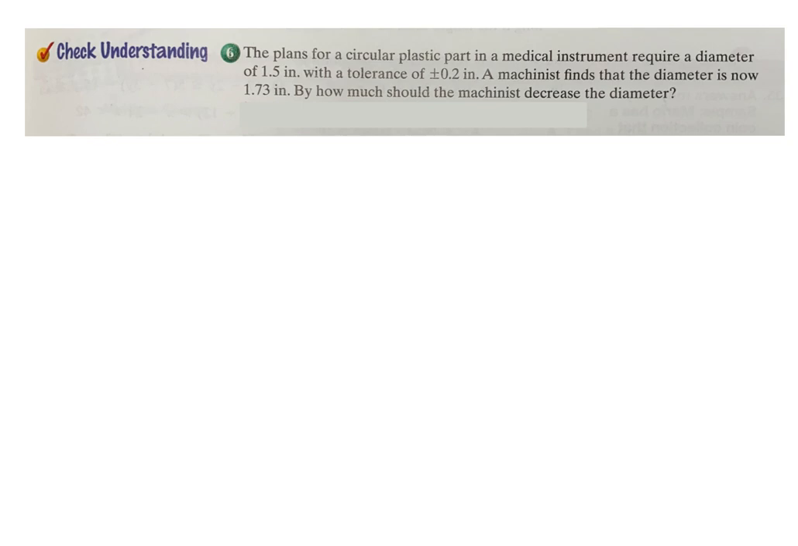All right, let's look at this one. The plans for a circular plastic part in a medical instrument requires a diameter of 1.5 inches with a tolerance of plus or minus 0.2 inches. A machinist finds that the diameter is now 1.73 inches. By how much should the machinist decrease the diameter? So we know the smallest it can be is 1.3 and the largest it can be is 1.7. Whatever they make must be in between those two, 0.2 away from 1.5.